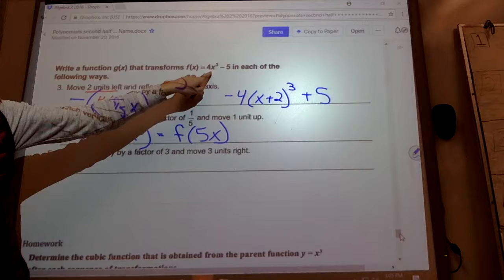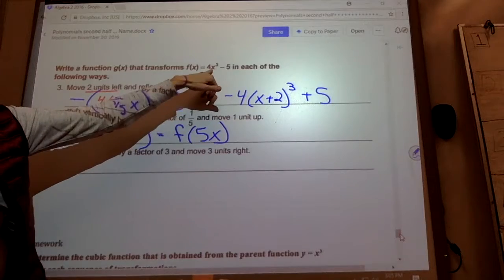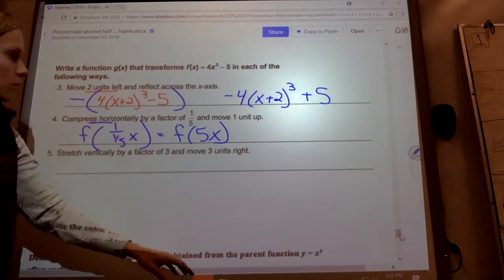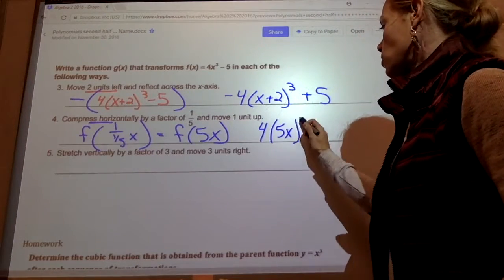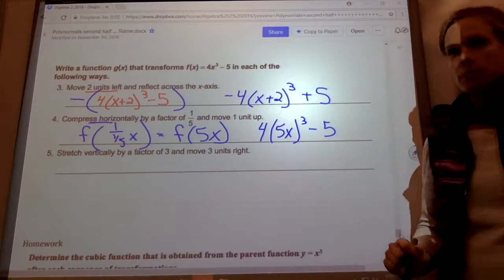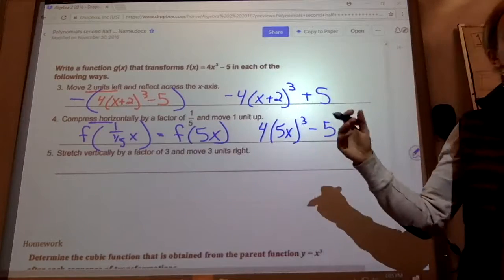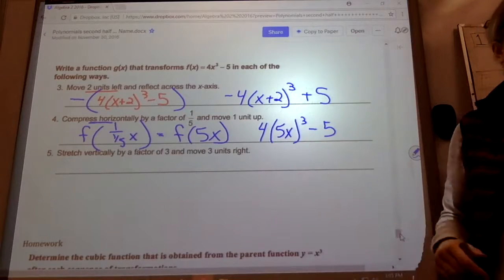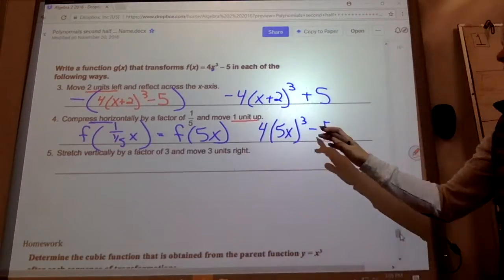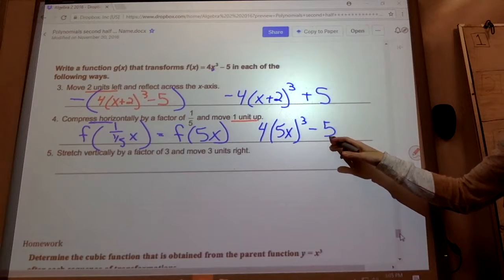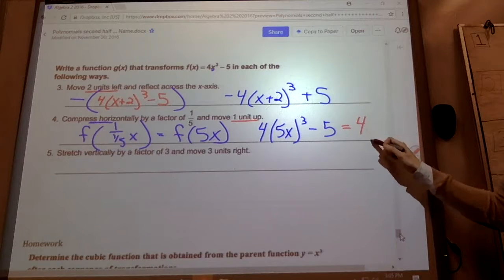Just like my left and right movements, I just subtract in parentheses left and right. My 5x just goes in for x there. So what that looks like is this. I would have 4 times 5x cubed minus 5. Okay? Whenever you're doing left and right or horizontal, anything horizontal, just the x gets multiplied. And then I would take this function, I still need to go 1 unit up, so if I'm 5 units down and I need to move that 1 unit up, it'll then become -4.